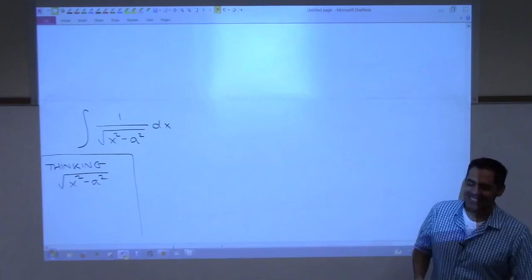Now, on B, you might even recognize this. Do you recognize that? Look on your formula sheets. See if you have a formula that allows you to find the antiderivative of 1 over... I think on your formula sheets they're going to use u instead of x. So do you have something that says 1 over square root of u squared minus a squared?